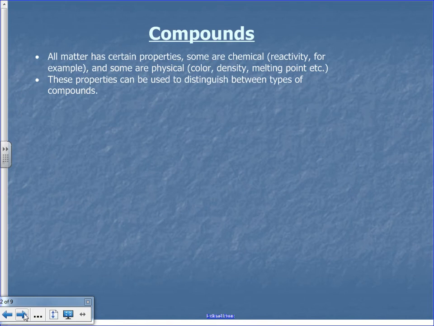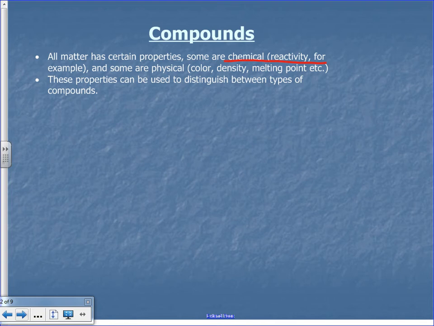So, for compounds, all matter has certain properties. Some are chemical. Chemical properties are something we'll deal with later on in the unit. The main chemical property is reactivity, whether it reacts with something or not. And some are physical. We talked about some of those already. We listed color, density, melting point, solubility, all of those kinds of things, pH. All those things can be used to identify something.